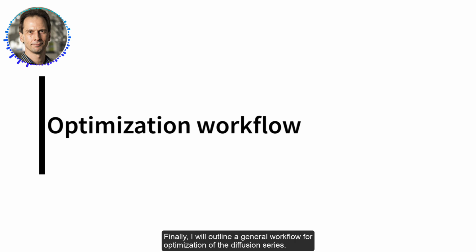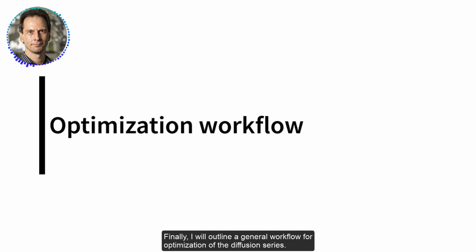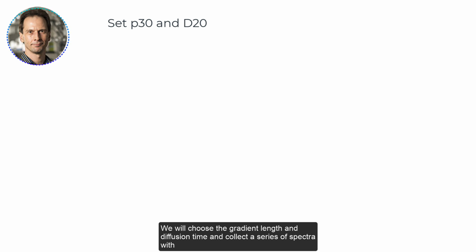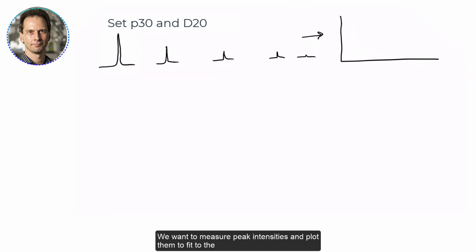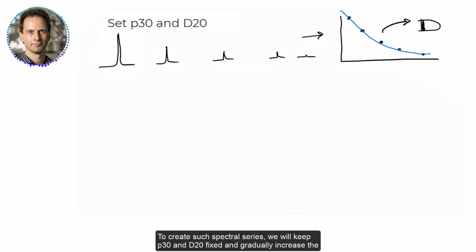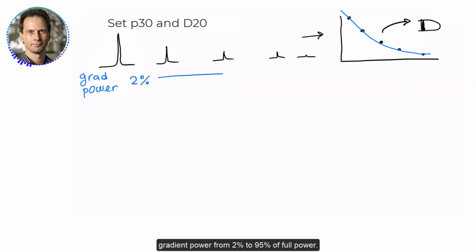Finally, I will outline a general workflow for optimization of the diffusion series. We will choose the gradient length and the diffusion time, and collect a series of spectra with increasing signal attenuation due to diffusion. We want to measure peak intensities and plot them to fit to the exponential equation to obtain the diffusion coefficient. To create such a spectral series, we will keep P30 and D20 fixed and gradually increase the gradient power from 2% to 95% of full power.